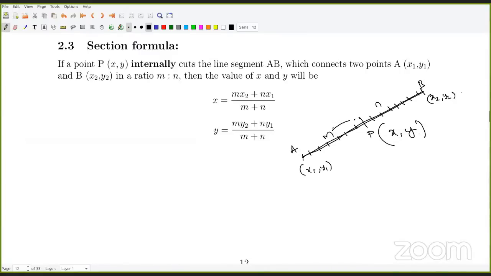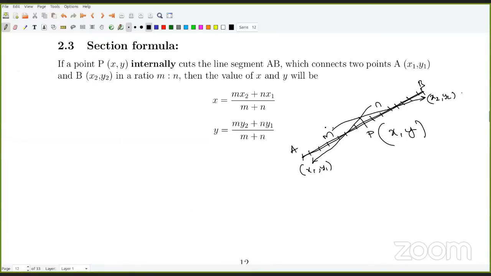M multiplied with opposite x2, n multiplied with x1 divided by m plus n will give you the x coordinate. Similarly, for y coordinate, m multiply with y2, n multiply with y1 divided by m plus n.